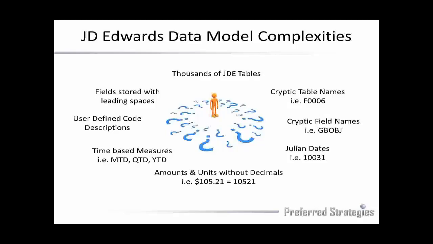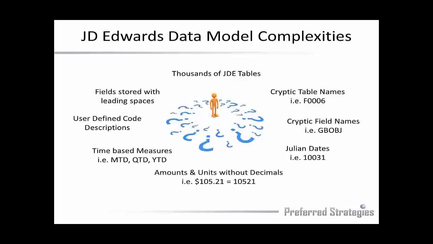The dates are stored in a Julian format. Amounts and units are stored without decimals. And then when you get into reporting and analysis, you oftentimes want to be comparing year-to-date actuals, budgets, variance, month-to-date, quarter-to-date, inception-to-date, these time-based type calculations, which really then rely on the reporting layer to help address that, because that information is not always stored in JD Edwards in that fashion.